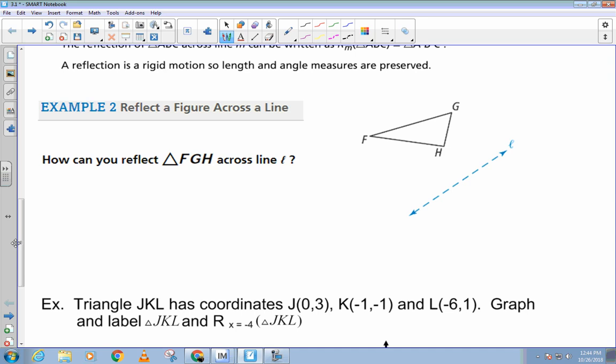Now again, it might not be perfect, but I'll do my best. Okay, so we're going to go from H to line L, and then we want to try to draw a line that's about the same distance, okay? And we will call that H prime.